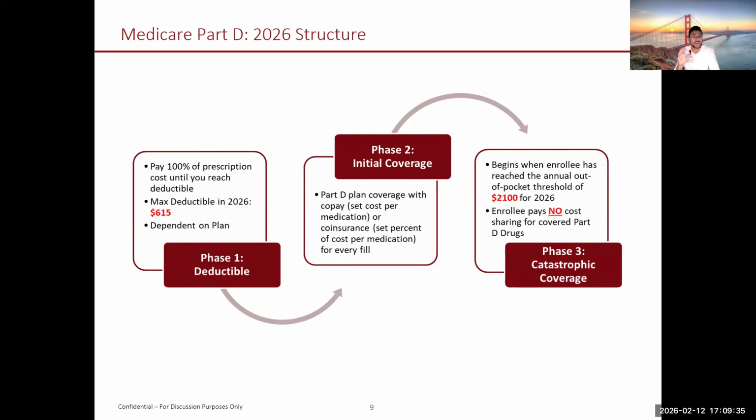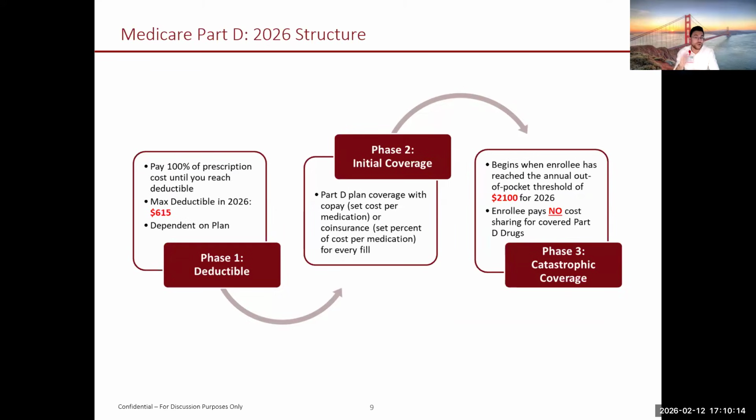So Part D plans use a three-phase structure. The first phase we call the deductible phase. In the deductible phase, you are responsible for 100% of the cost of your drug until you clear that deductible. A few caveats to understand. The max standard deductible in 2026 is $615. This is the most common deductible. Now, you may have a very good plan, or maybe I should reterm that, you may have a very expensive plan that has a lower deductible, but the max that it can be and the standard is $615.